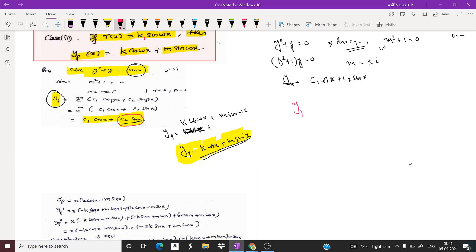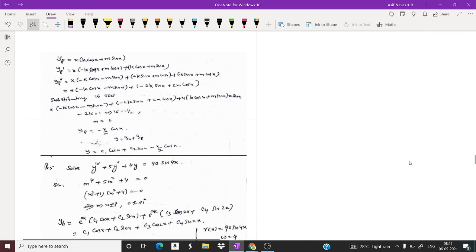So in that case, when we have repeated roots, what do we take? If e raised to 2x is a solution, we take x e raised to 2x. So similarly, we will choose yp equal to x into k cos omega x plus m sin omega x. Here omega is equal to 1, so yp equal to x times k cos x plus m sin x.